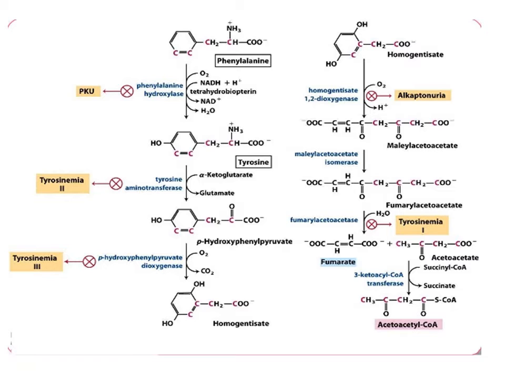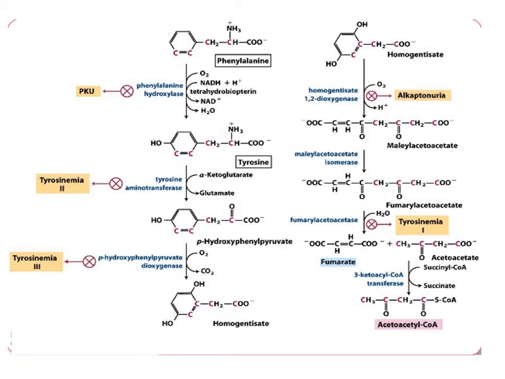And what happens to the product? The product is nothing but tyrosine, which is also called para-hydroxyphenylalanine. As a result of this reaction, a hydroxyl group is added to the para position of phenylalanine to give a product called para-hydroxyphenylalanine, also called tyrosine. And this tyrosine is acted upon by an enzyme called tyrosine aminotransferase.